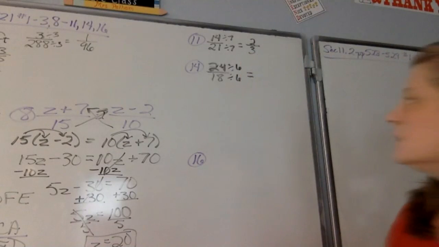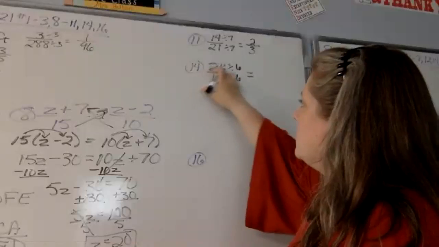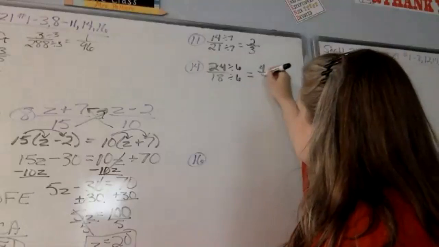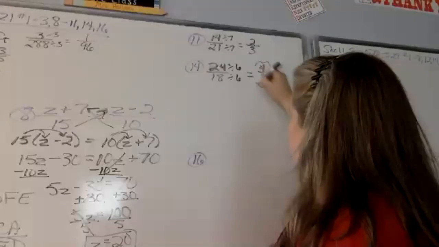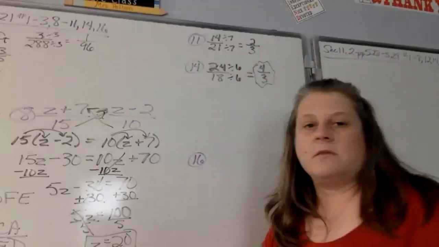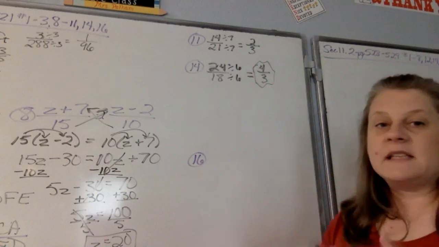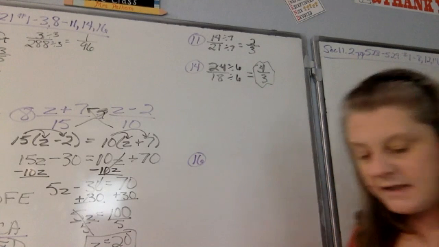6 can go into both of them. 24 divided by 6 is 4. 18 divided by 6 is 3. So this is my scale factor. Like on number 11, we found it was 2/3. On this one, it's 4/3. So I'm going to use that scale factor to find my missing sides.